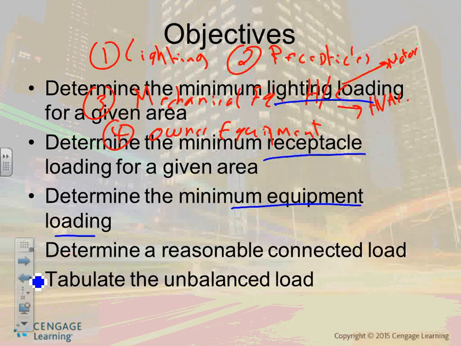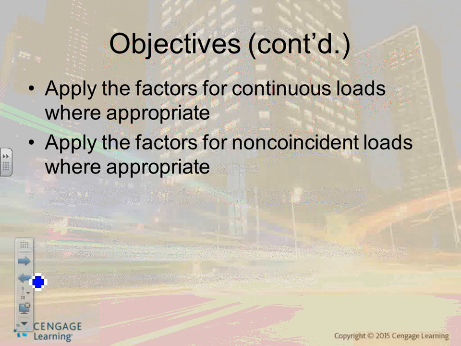Connected load: look at these fixtures. If each one of these fixtures is pulling, let's just say, 100 volt-amps, the connected load is you add these 100 volt-amps together. And we'll talk about the design loads and the demand loads in a second.